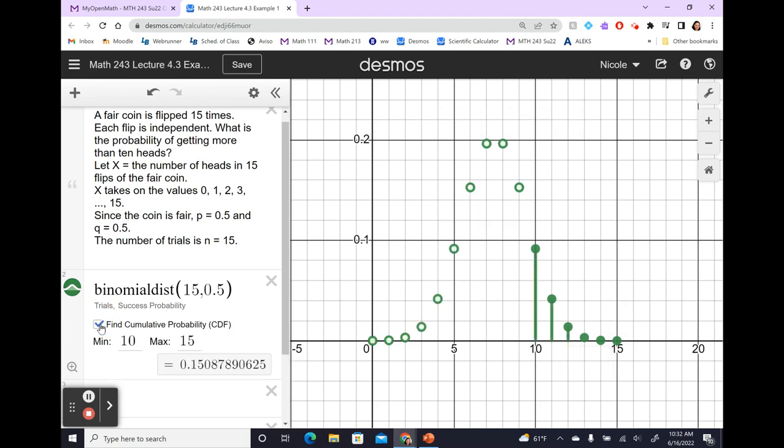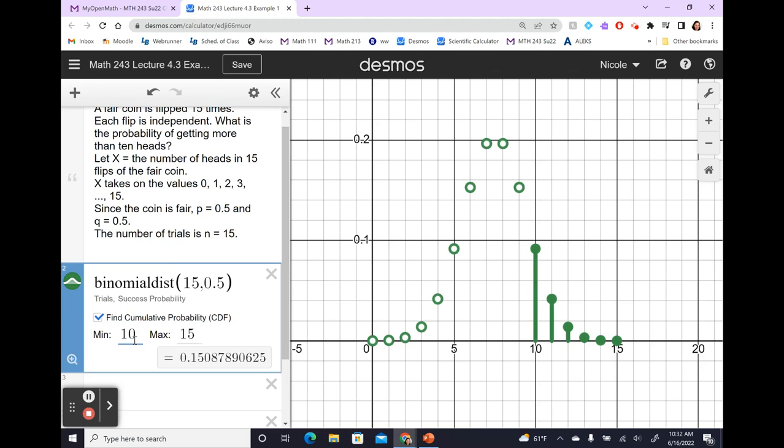Okay. And what is our range that we're going to be computing here? Well, if we want more than 10, actually 10 isn't the right number here. It should be 11 because 10 is not more than 10. We want to know the probability of getting 11 up through and including 15. And you can see it colors it on your graph.